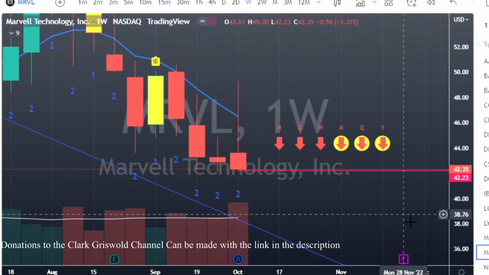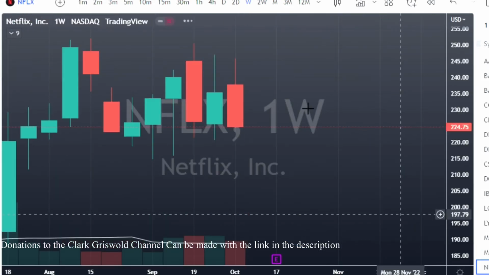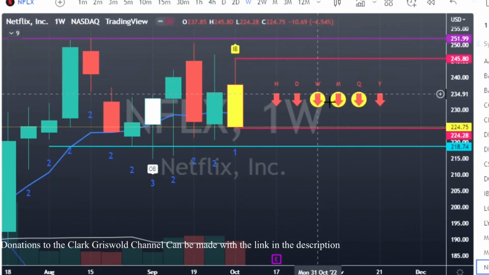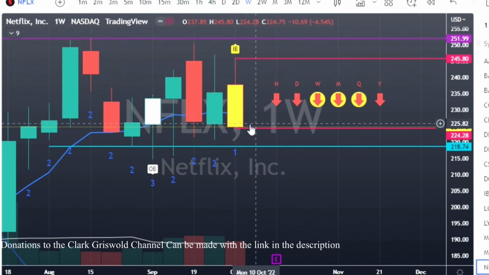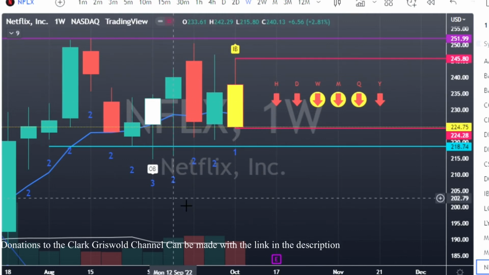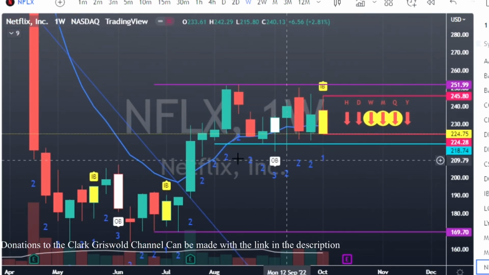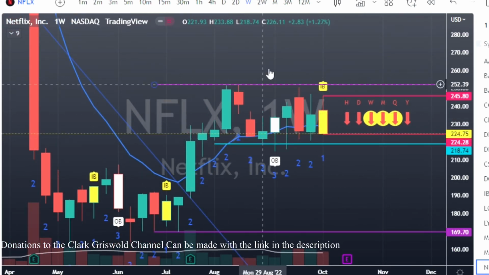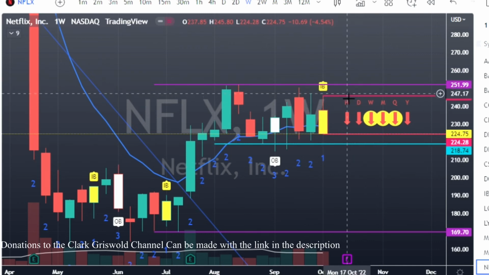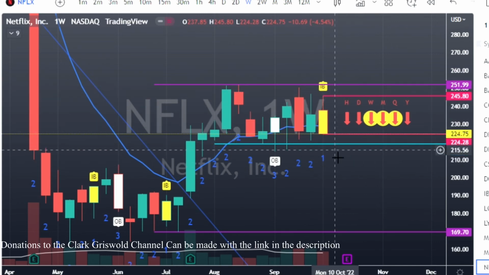Puts at 42.23. Netflix, inside bar. Okay, so this one we can look to go either way. And we have been trading in this range. I noticed this looking at this. We're kind of stuck right in here. Just been trading up and down within this range. We'll look for a breakout above somewhere in here.